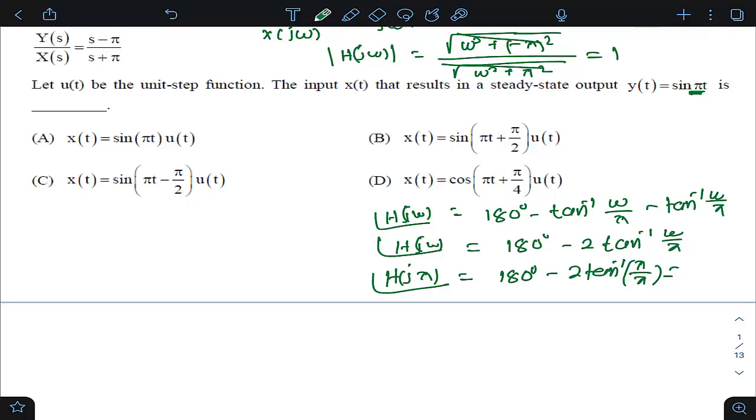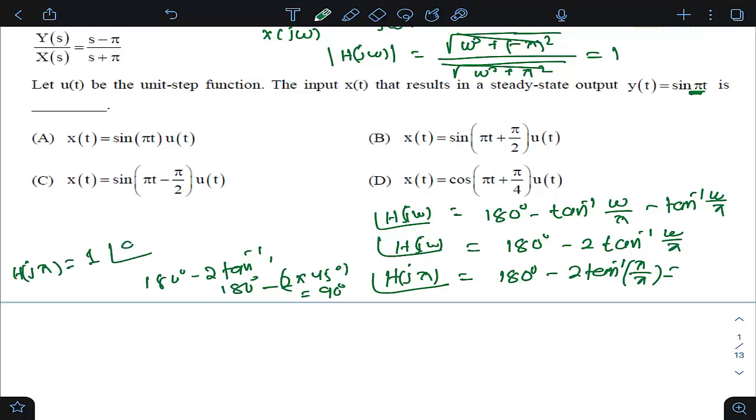Are you getting it or not? Because 180 degree minus 2 into tan inverse of 1, where tan inverse of 1 is, sorry, 45 degree. So 180 minus 90 happens to be 90 degree. So it means that my H(j pi) has magnitude 1 and its corresponding phase is 90 degree.